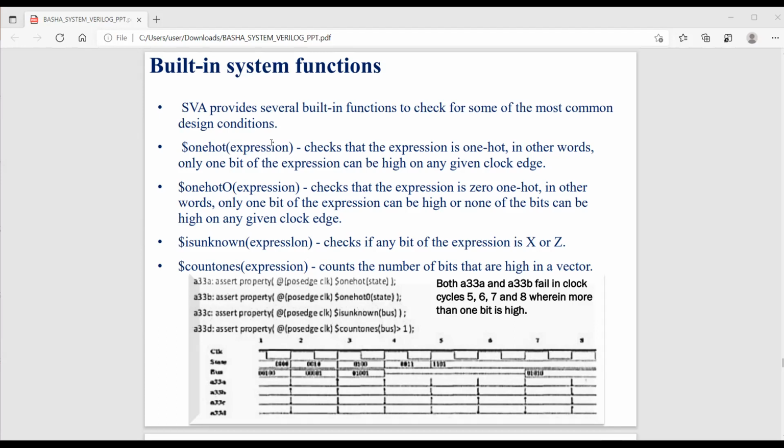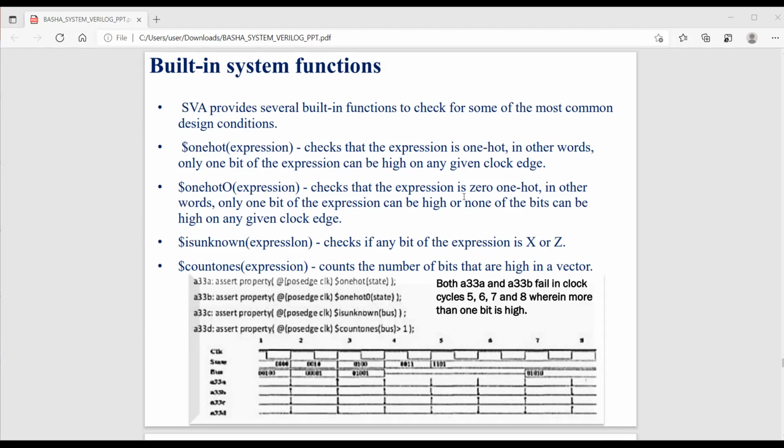Here it doesn't mean you only have to give an expression. You can give a signal also. If you want to check a signal, basically assertions are for checking signals only, so you can give the signal name itself. It just checks that only one bit of the expression can be high on any given clock edge. Let's say your signal is a vector, so only one bit of the expression can be high in a given clock edge and the remaining should all be low. For that purpose, you can use $onehot and $onehot0 of expression. In this way you have to write it.